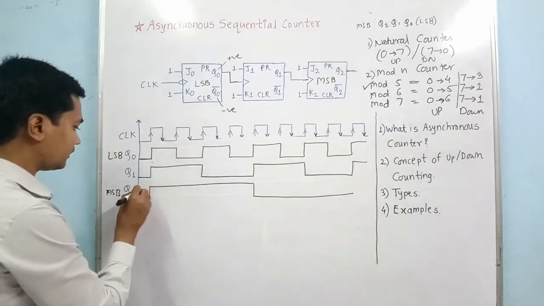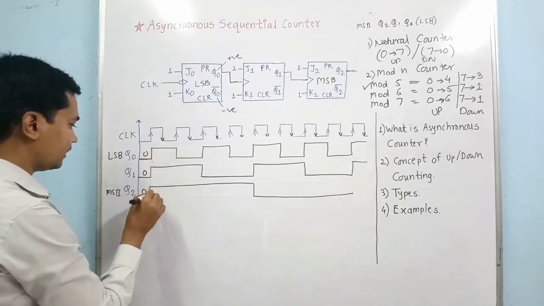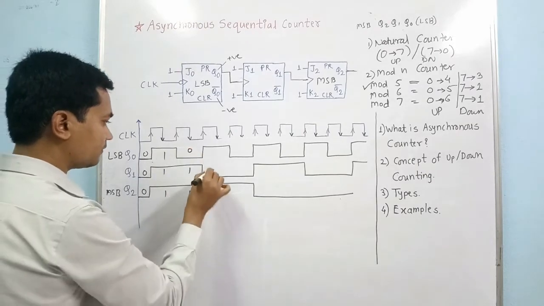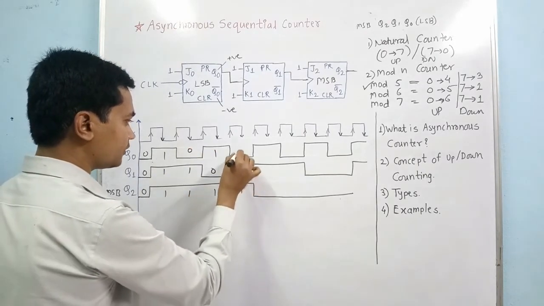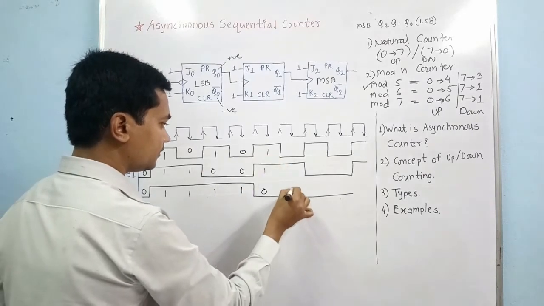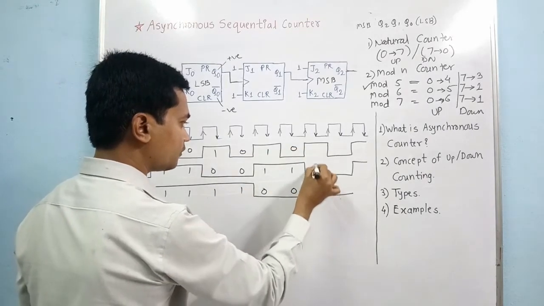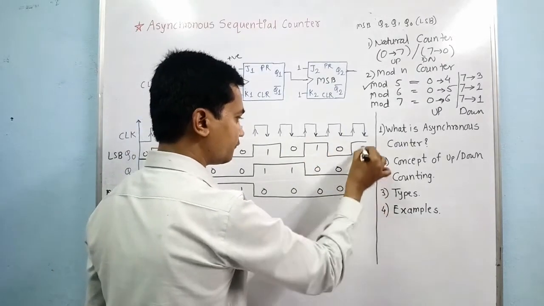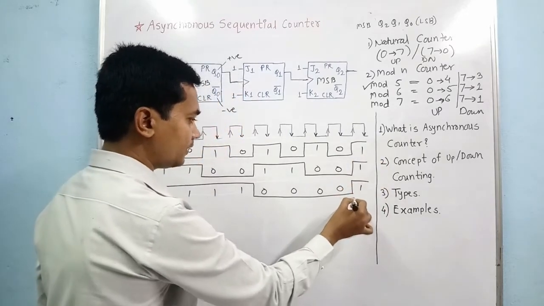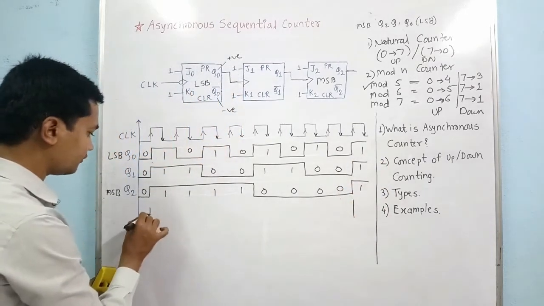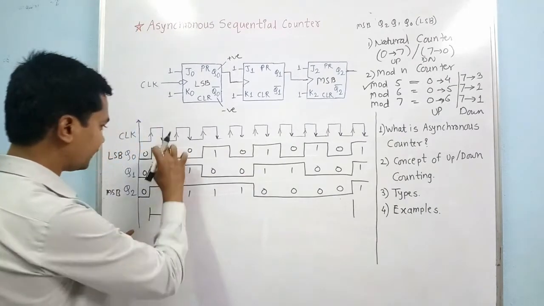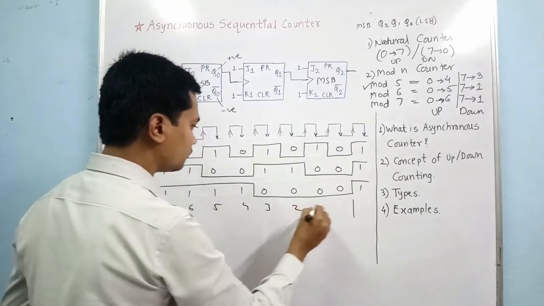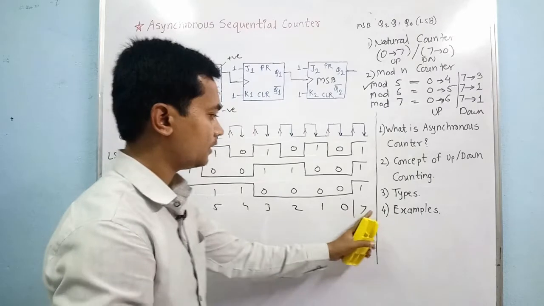Okay, so initially it was 000, then it has been changed to 111, then 110, 101, 100, 011, 010, 001, 000, and again it will be changed to 111. So up to this, the sequence continued as down counting. This is the value of 7, this is 7, this is 6, 5, 4, 3, 2, 1, 0, and again it starts from 7.